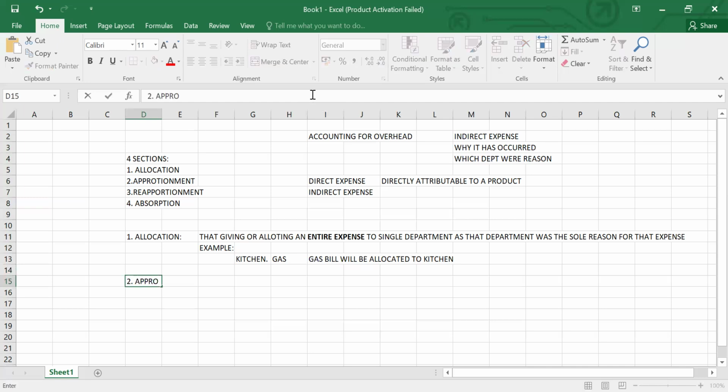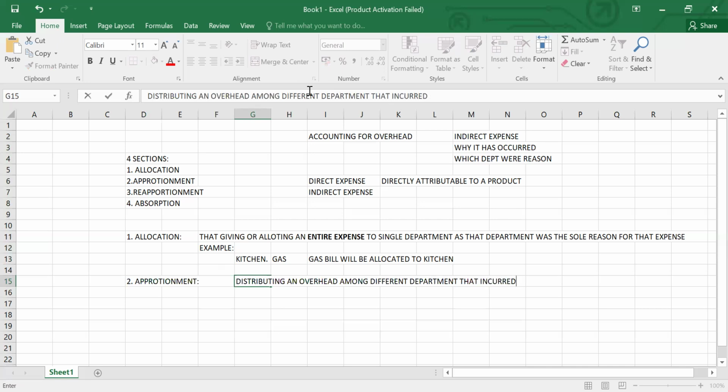Then we come to the next and one of the most important sections, which provides the fundamental basis for the upcoming two sections as well. Apportionment. What is apportionment? Apportionment is the process of distributing an overhead cost among different departments that incurred it on a fair basis.